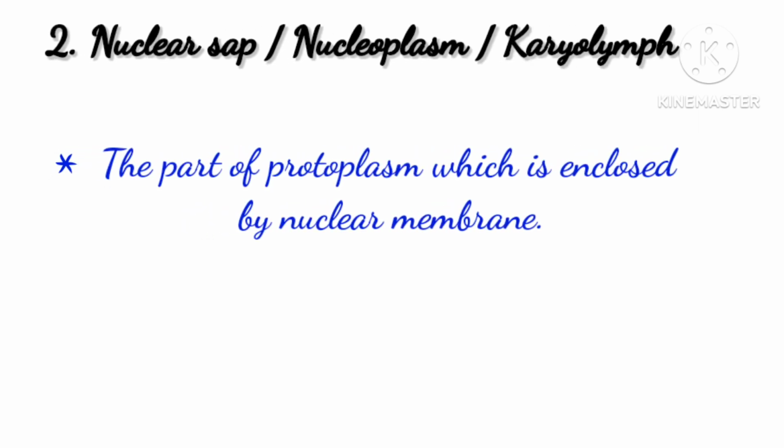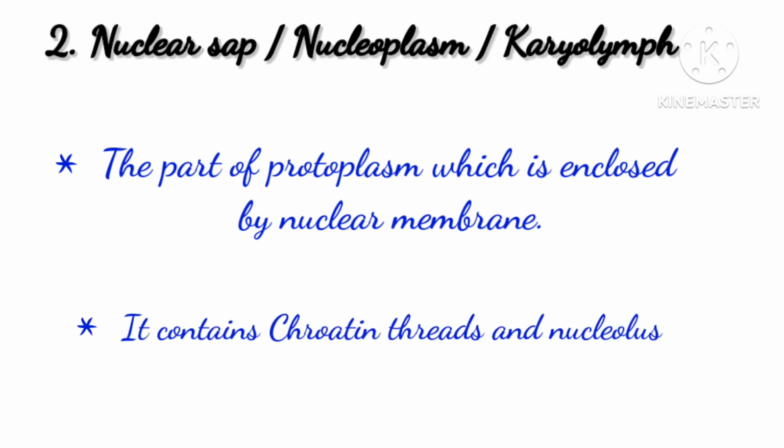Then the second one is nucleoplasm. The part of protoplasm which is enclosed by nuclear membrane is called nucleoplasm. So this nucleoplasm contains chromatin threads and nucleolus.